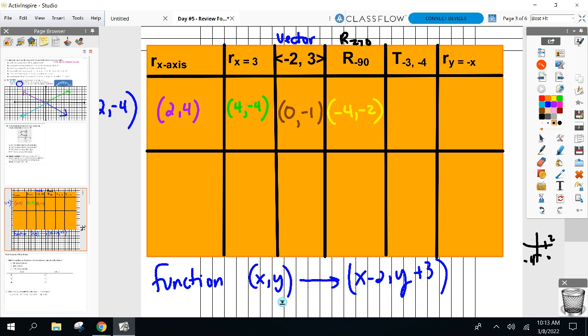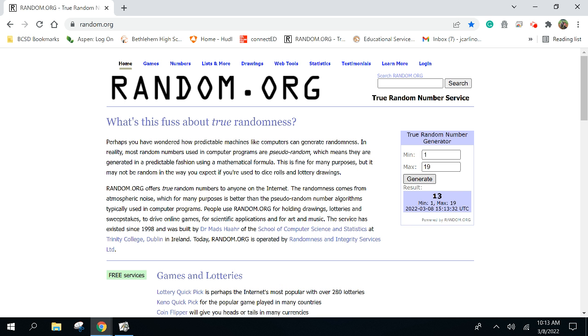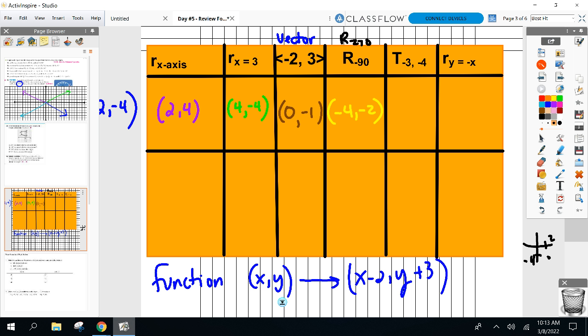Okay, next up, what am I asking you to do here? Capital T. Translation. And where are we translating it? 3 to the left and down 4. Go, everyone. 3 to the left, down 4. Good, Aiden.